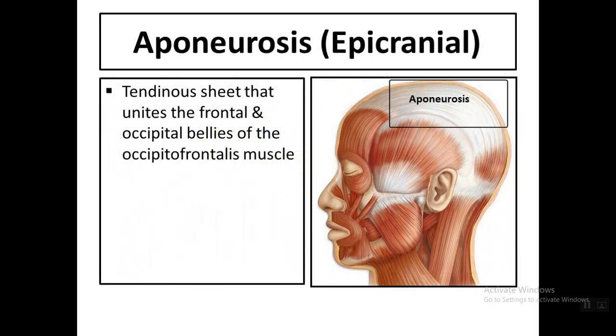The next layer, remove the skin, connective tissue, then we will find what we call the aponeurosis or epicranial aponeurosis. هذا هو اللي باللون الأبيض. It is a tendinous sheath، يعني كأنه هو insertion لعضلة. A tendinous sheath that unites the frontal and the occipital bellies of the occipitofrontalis muscle. هذه هي العضلة. هاي العضلة تنتهي بهذا الأبونيوروسس.